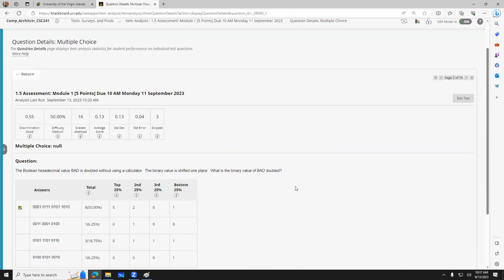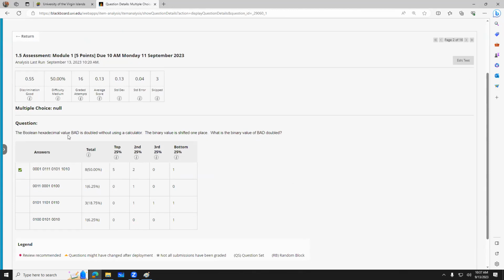Next question is multiple choice. It reads, the Boolean hexadecimal value BAD is doubled without using a calculator. The binary value is shifted one place. It's shifted one place, and the result of doing that doubles the value. Does everybody catch those hints? So are we moving to the right or the left when we shift, if we're doubling? Anyone? Left. Shifting to the left is correct.